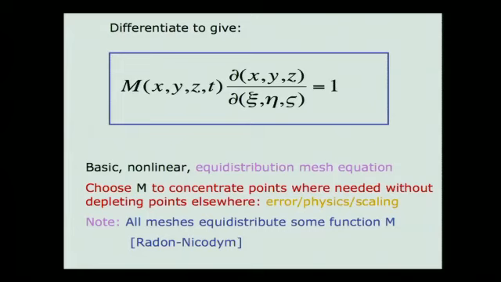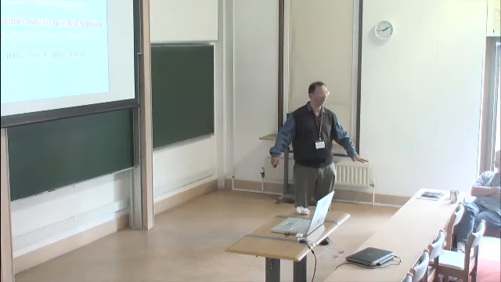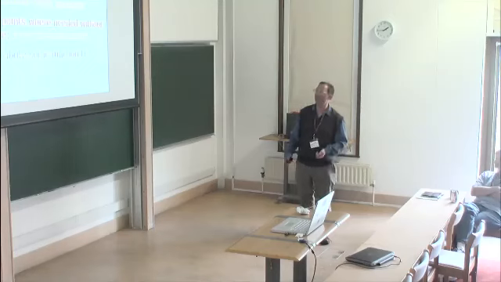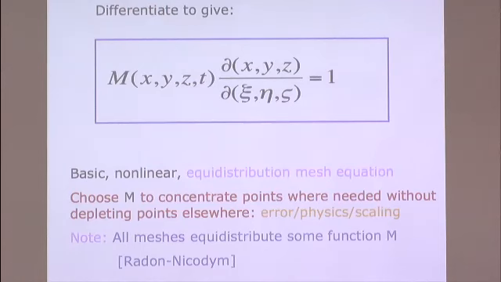Okay, so God is in this function here. Everything depends upon this. And what you want to do is to choose this function m, as I say, to concentrate points where you need them. You also, as well as concentrating points where you need them, don't want to starve other areas of the domain from points where you probably need them as well, but not in such great density. Okay, so that's the approach we're going to use. And just to say, this is a very general approach because any transformation from a computational to a physical domain has underlying it one of these functions here, and that goes right back to Radon and Nikodym and the Radon-Nikodym theorem.